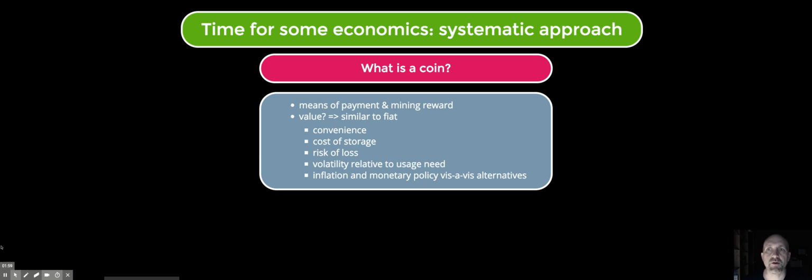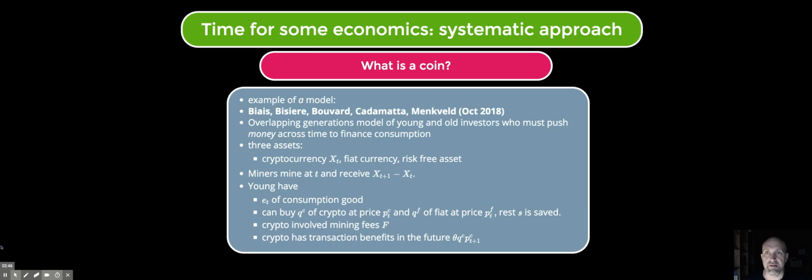All right, now what is a coin? Well, it's a means of payment, and in a blockchain-centric world, it's also a mining reward. Now, what's the value of this? Well, there could be all kinds of values that people attach to it, similar to what people think about when they think about fiat money, right? For instance, convenience, storage. There's risk of loss, so there's some cost involved in having money, the cost of storage. There could be volatility in its value relative to the usage when you need it. And then there could be inflation and monetary policy that affect the value of the money. If you live in Venezuela, or if you lived in Argentina in the 1990s, you will understand that different currencies have different values.